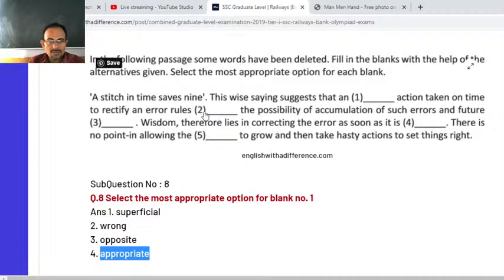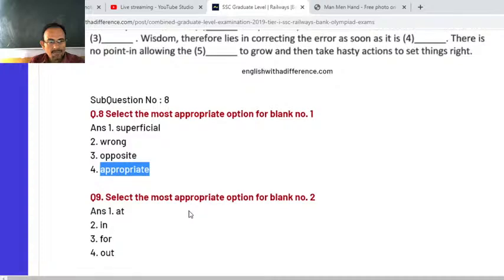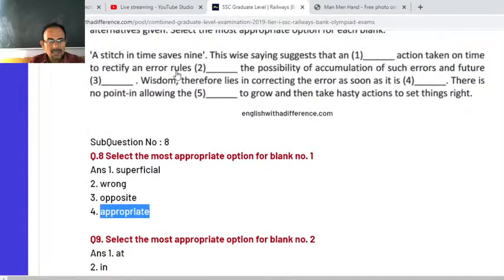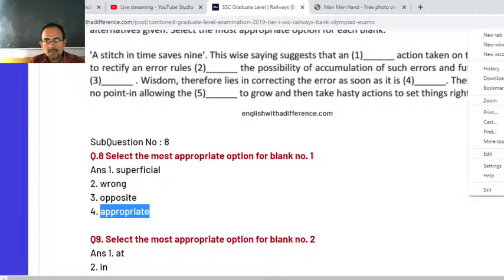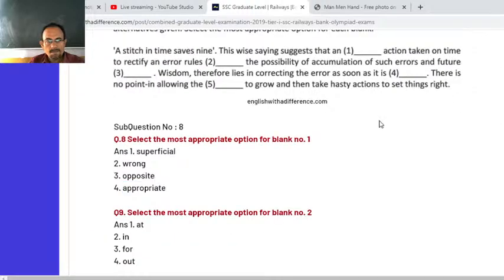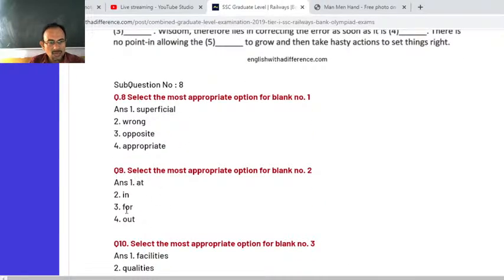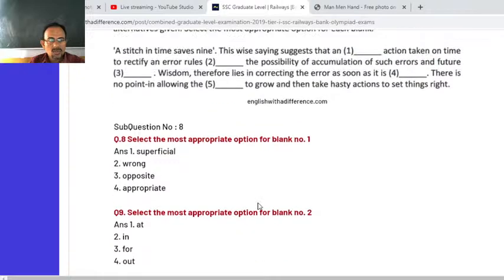Second one, you tell me, for the second blank, which one should be the answer? See, rules is given here. So what should be the answer here? Rule at, rule in, rule for, rule out. Which one do you think is the answer for 9?